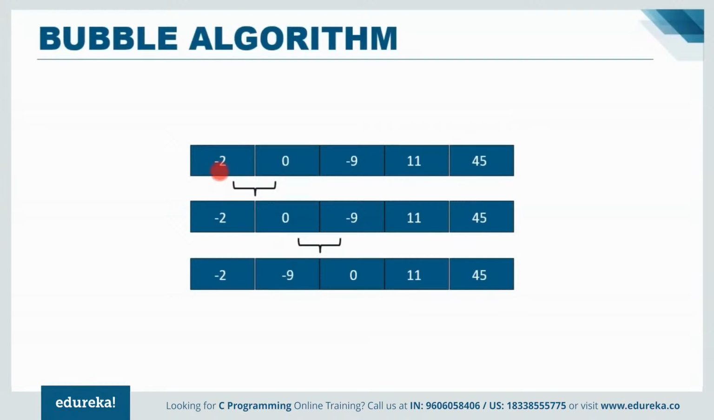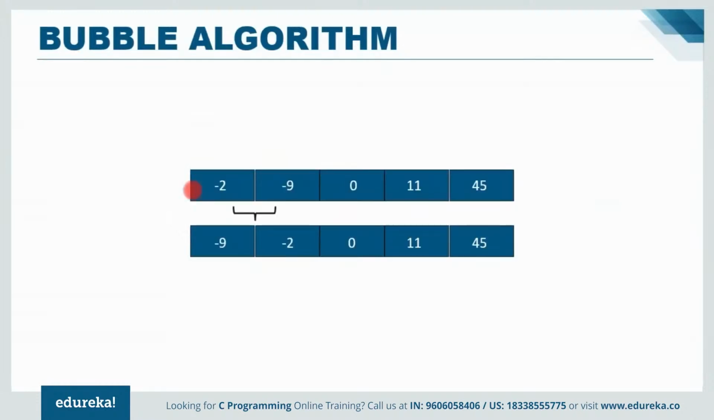In the third cycle, -2 will be compared with 0 in the first iteration, followed by that 0 will be again compared with -9. -9 happens to be smaller than 0, so they both will be swapped. And in the third iteration, 0 will be compared with 11 and the positions will not be changed because 0 is less than 11. And in the fourth iteration, 11 will be compared with 45, where 45 happens to be the biggest number than 11, so no change in the position. So in the last cycle, -2 will be compared with -9, and -9 happens to be a smaller element compared to -2, so they both will be swapped.